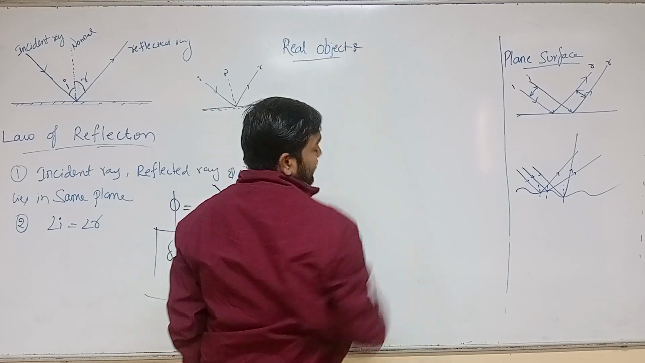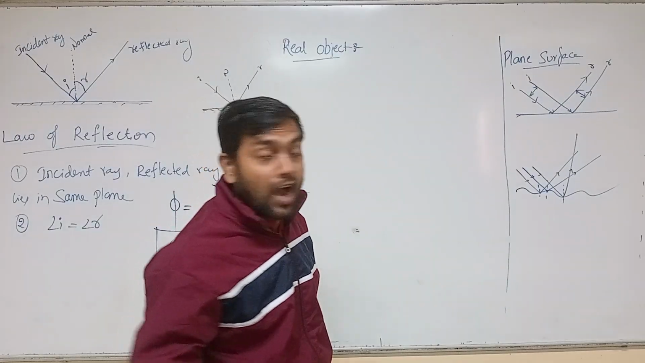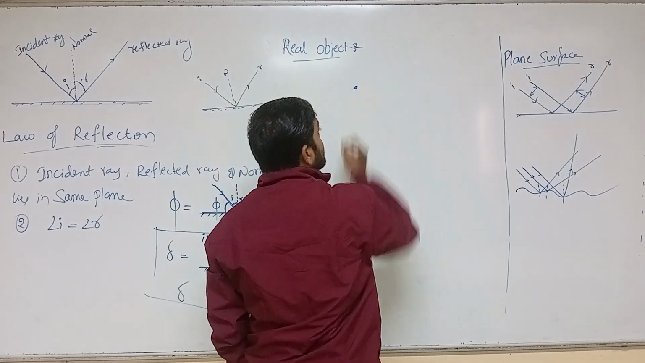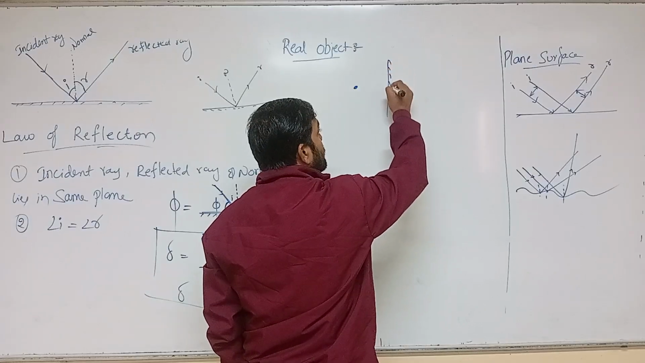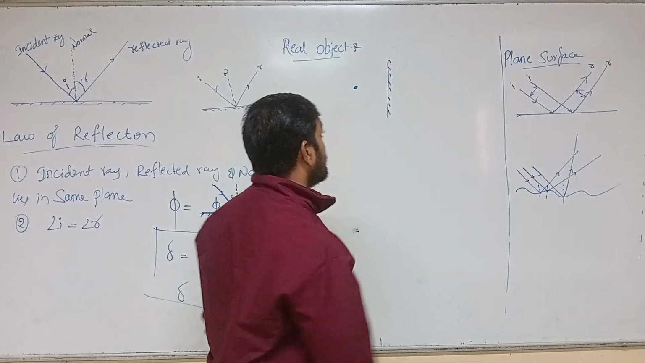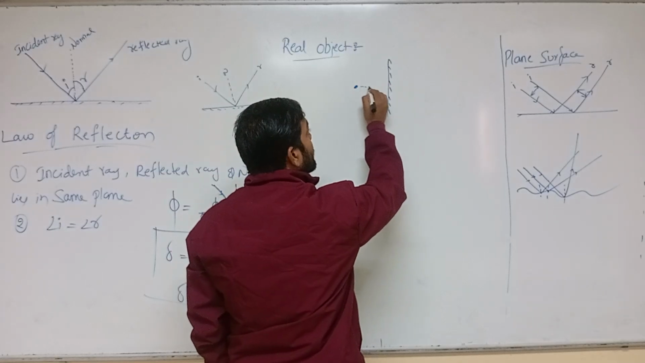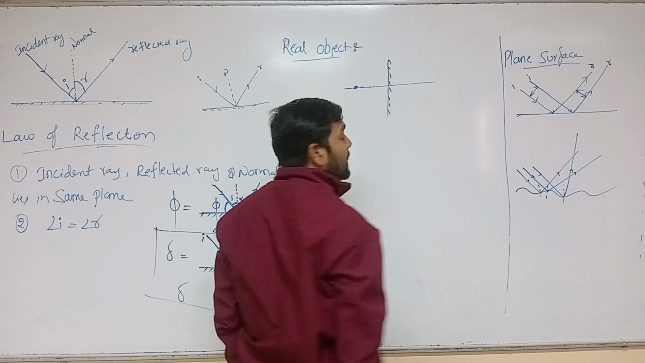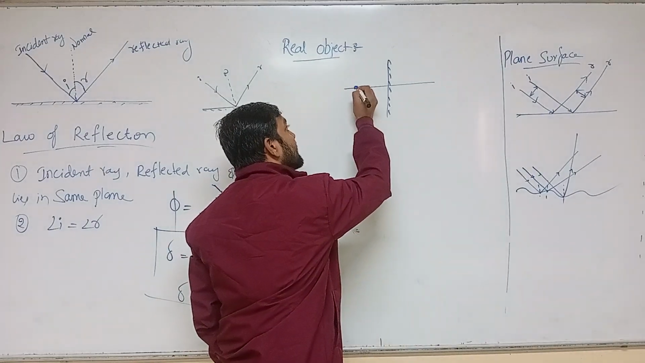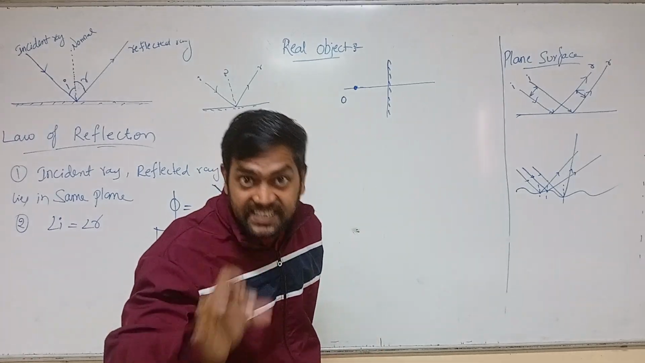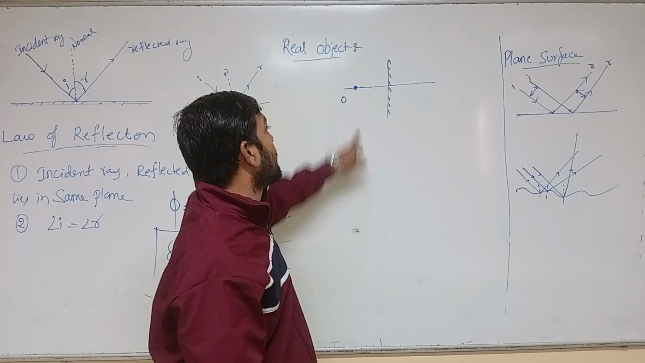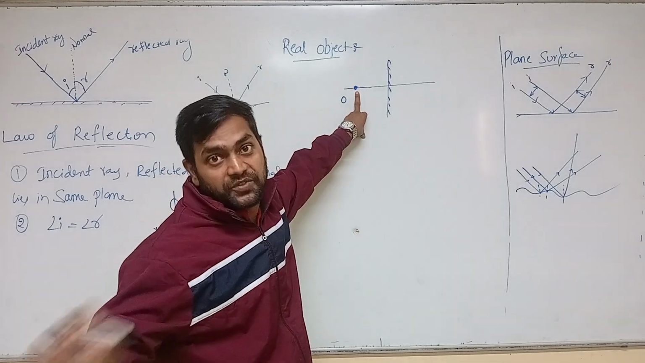What is a real object? Let us take an object here, and we keep a mirror here. Here I would like to take the perpendicular line from here. So this object is my real object. It really exists, so for that reason we can call this a real object.